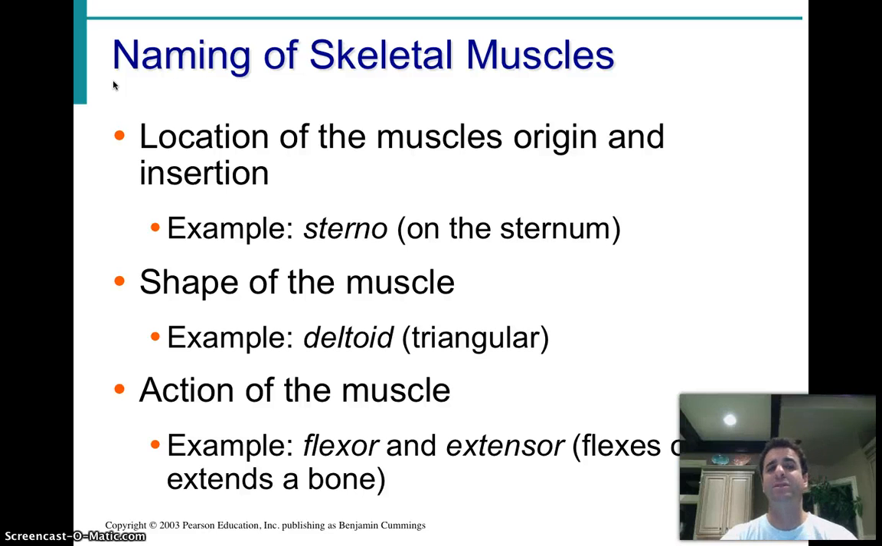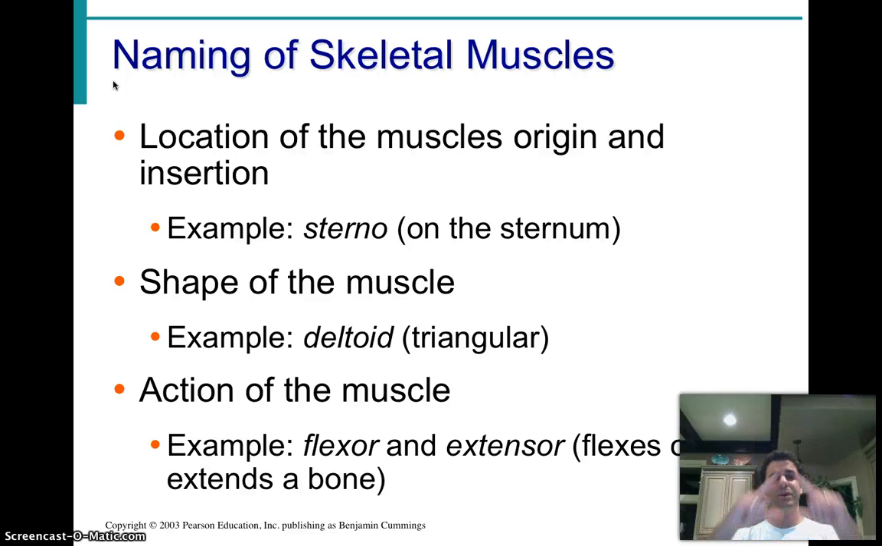Sometimes the location of the muscle's origin and insertion. We'll talk about origin and insertion later. But an example would be sterno, such as in the sternocleidomastoid. Sterno is the origin of the muscle, and then there's the insertion where it's attached. So you have the clavicle and the sternum, and then up to the mandible, the jaw.